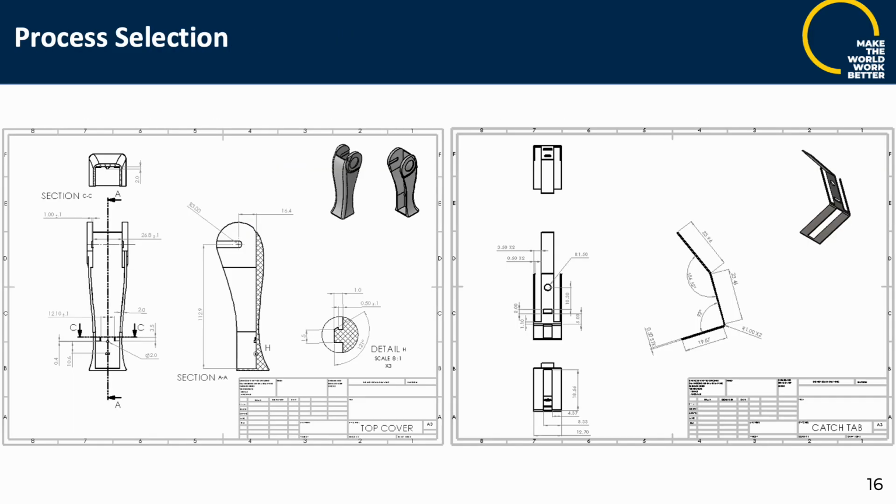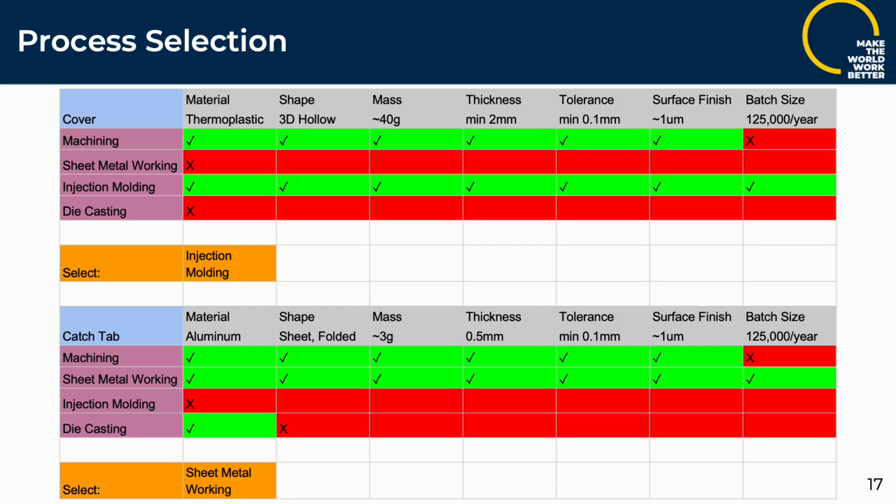For process selection, we chose to go more in depth with the top cover and with the catch tab, shown below in drawings, which outline some of the key dimensions of each part. Shown here are the matrices used to determine what process would be used to manufacture each part. After a series of eliminations, injection molding was chosen to manufacture the top cover, and sheet metal working was chosen to manufacture the catch tab.